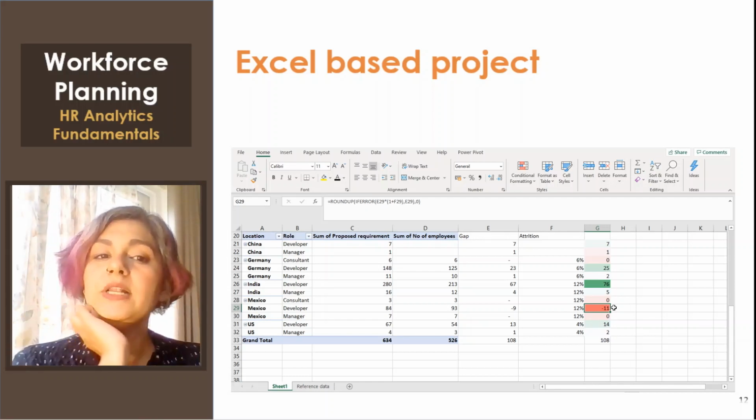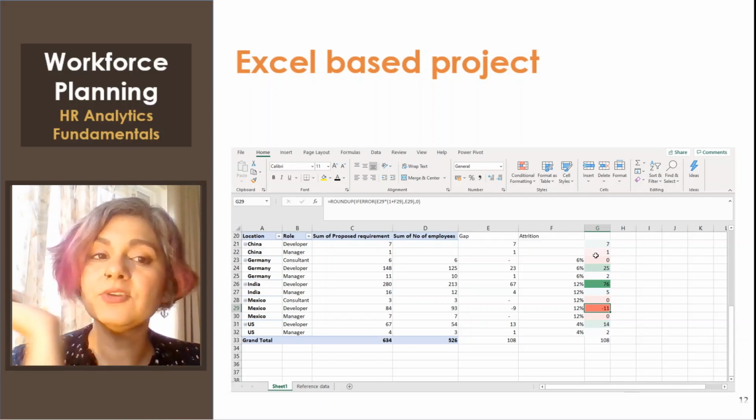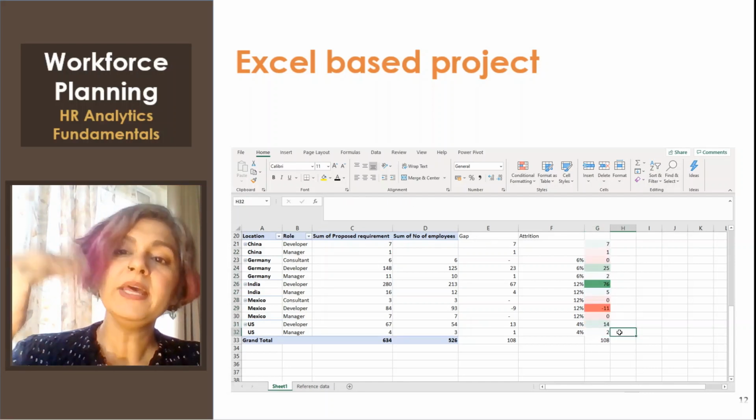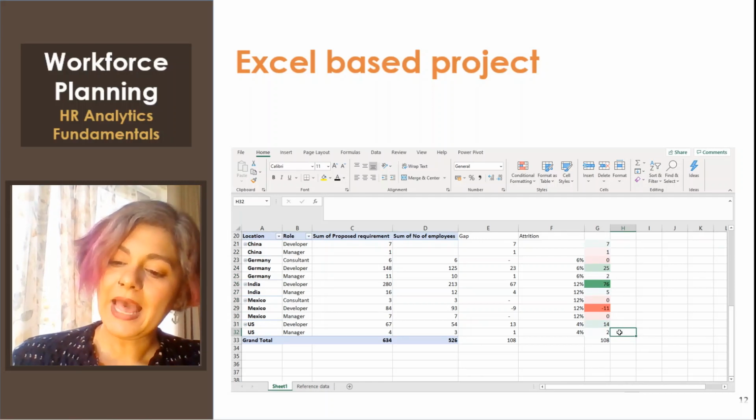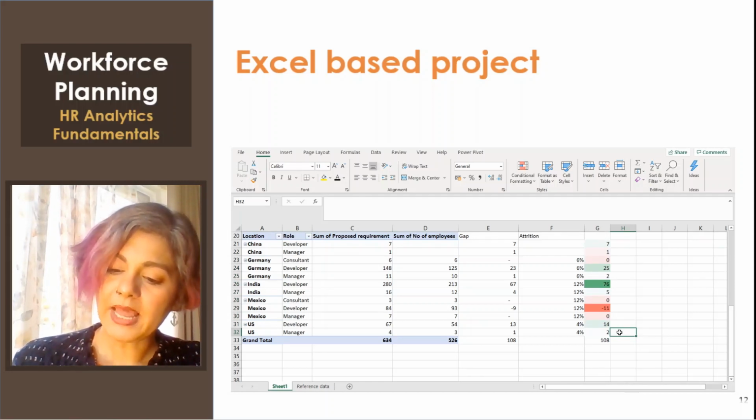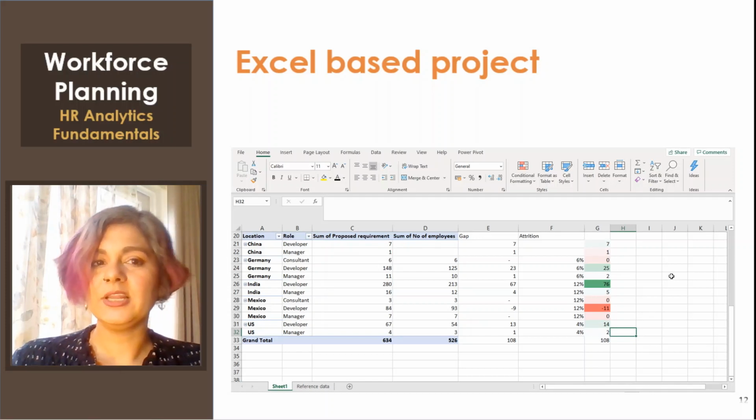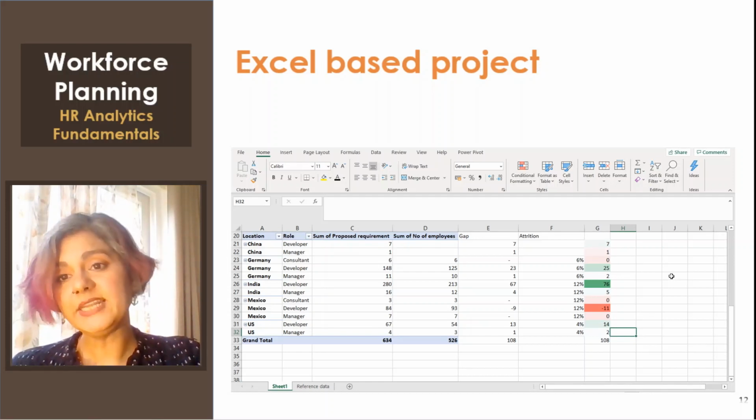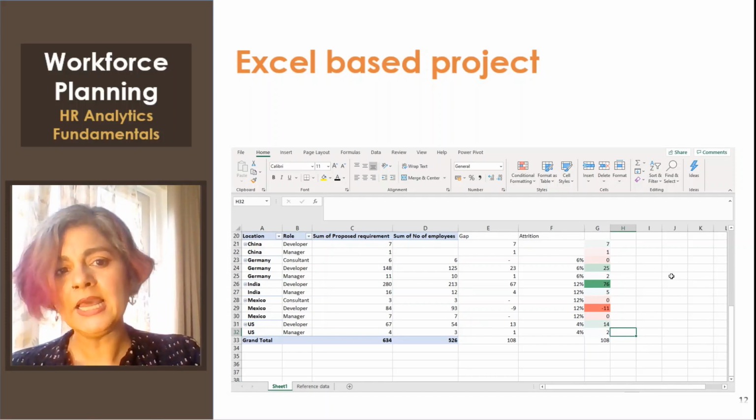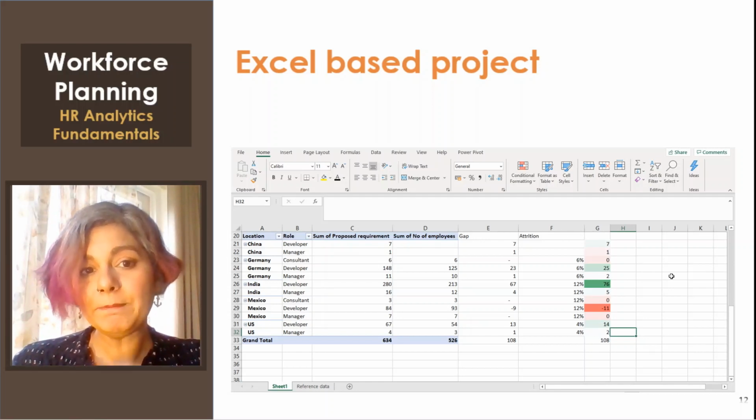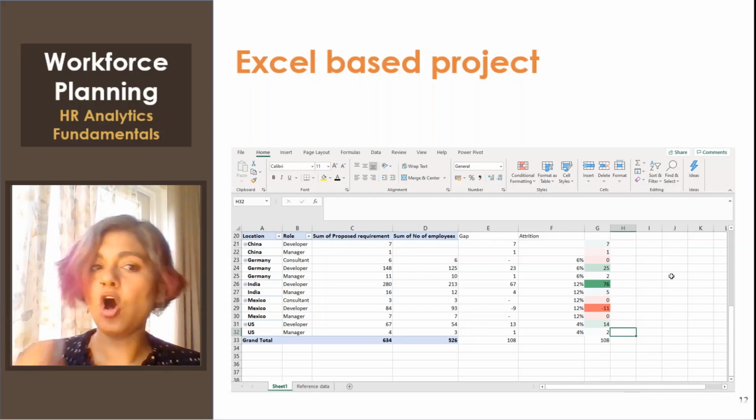So these small data points can help you decide the right strategy and overall help you influence decision making and make the right and optimum workforce planning strategy for your organization. And I hope this project was a good demonstration for you to understand how data plays a vital role in creating a plan which is actually actionable on the ground.